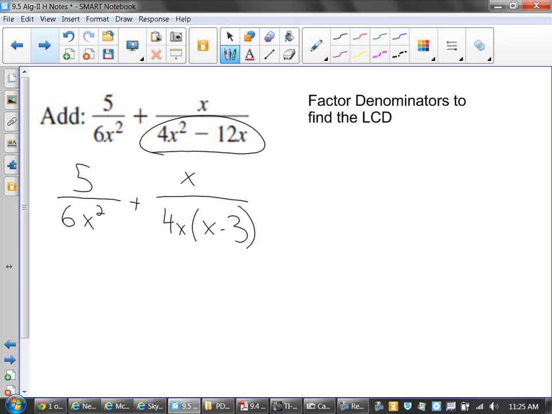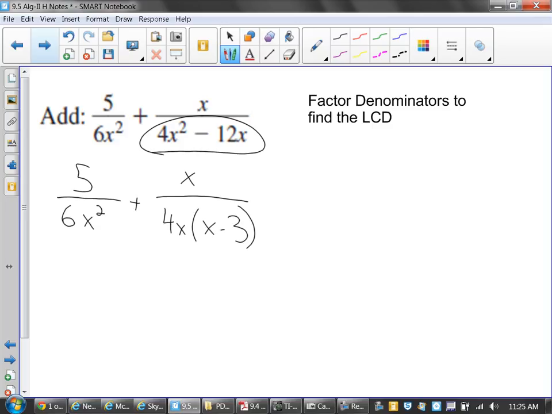Everybody agree with that? Now, solely look at the fraction on the right. Is there anything you can do to that? I can get rid of the x's, can't I? Everybody see why I can do that?